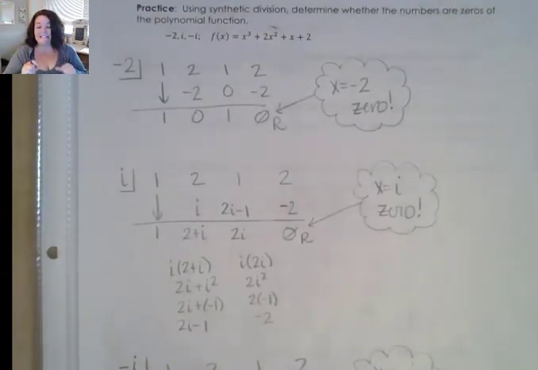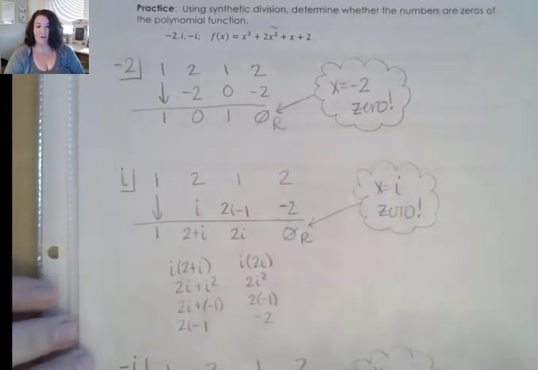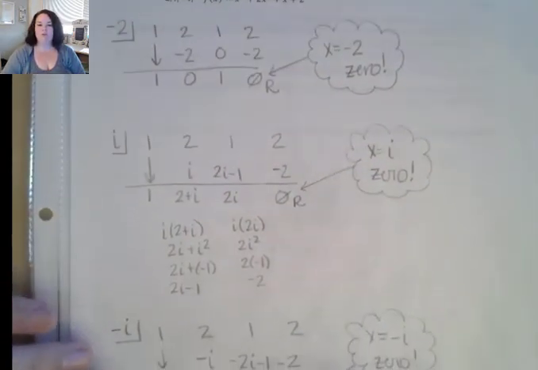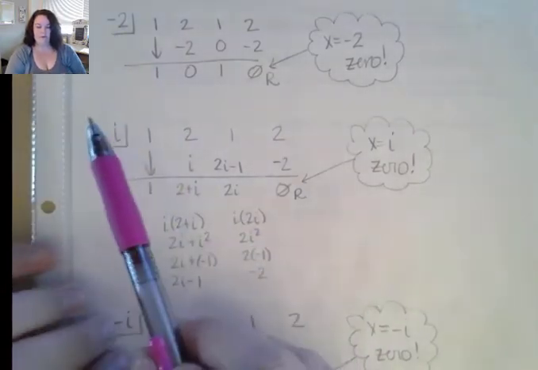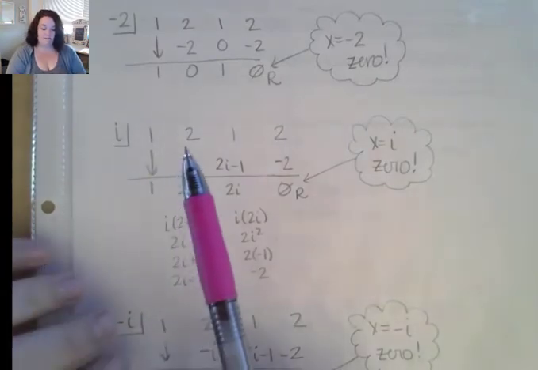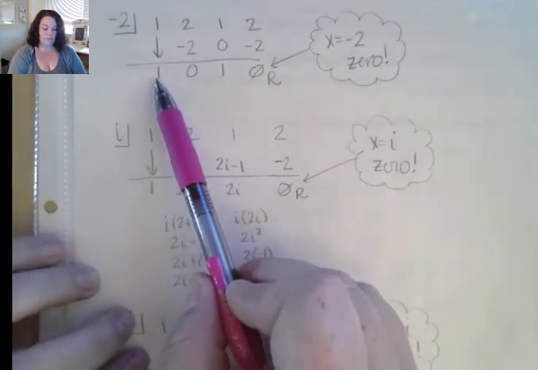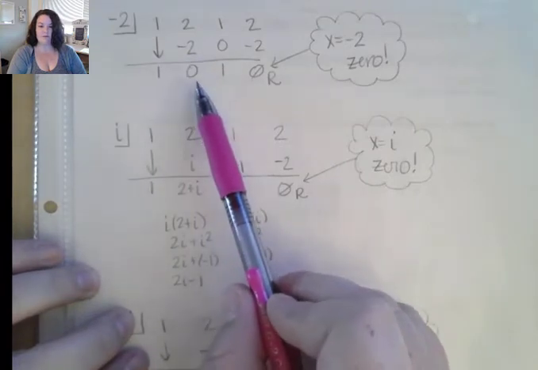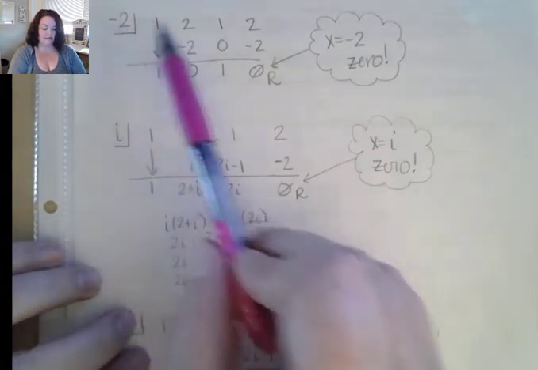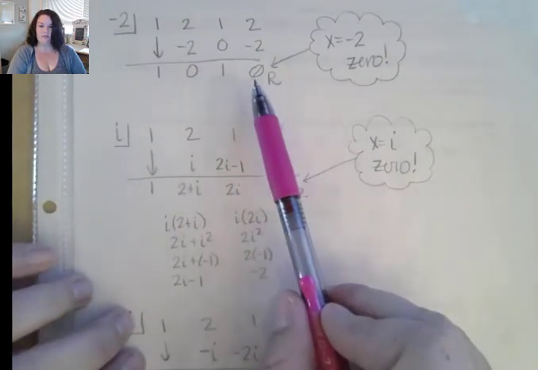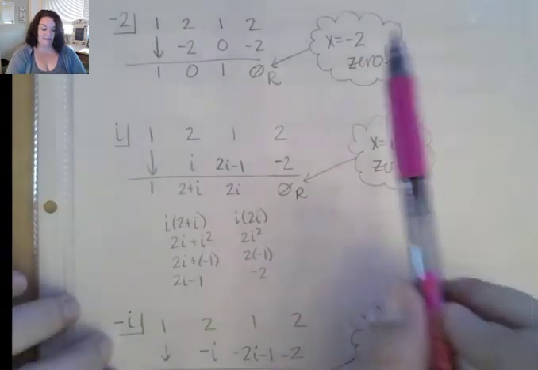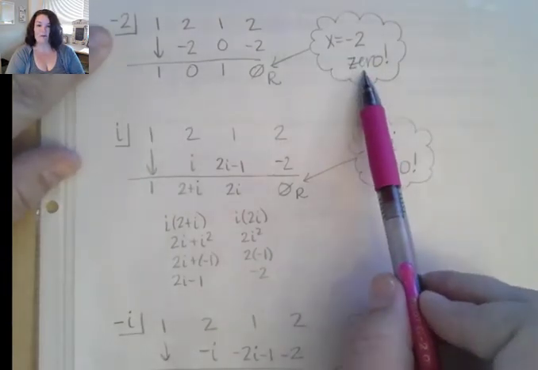Okay, let's see how you did. You should have gotten a 0 remainder on every single one of them. Okay, so if you did not get a 0 remainder on every single one of them, make sure you look through and see where you might have made a mistake. For -2, most of the time nobody has a problem with this. We bring down our 1. 1 times -2 is -2, which combines to 0. 0 times -2 is 0, combines down to 1. 1 times -2 is -2, so we're left with nothing. Okay, that means the number in our box, -2, is a 0.